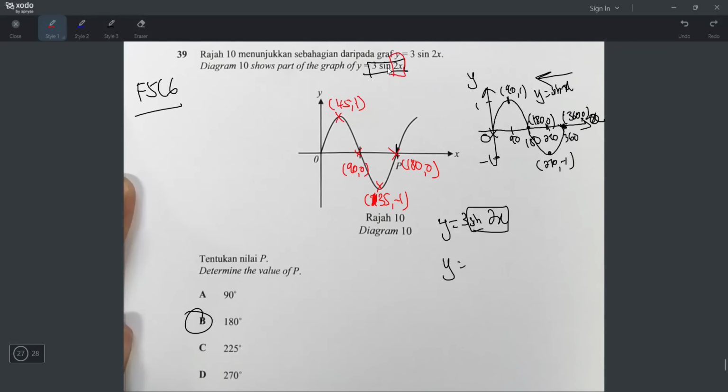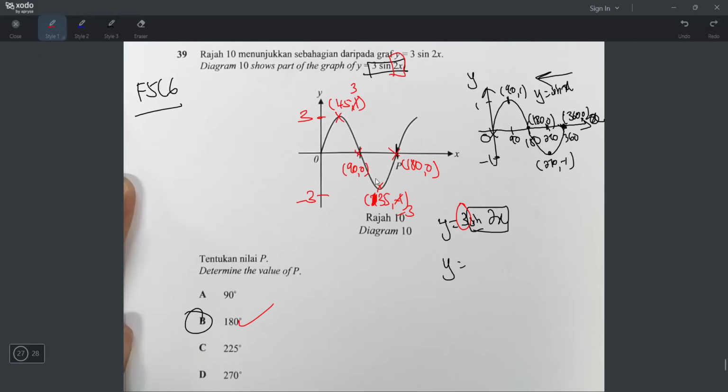Because I memorized it, because I know for sine 1x, this will be 360. So if it's sine 2x, I just do it fast in my head, 360 divided by 2, and straight away I pick the answer. Okay. But sir, what about the 3? The 3 is just the amplitude. That just means that the highest here is 3, and the lowest is negative 3. So the y coordinates all become 3, negative 3 like that. It doesn't affect the x coordinate. It doesn't affect the period because the period is the x coordinate. That's why the 3 doesn't affect the period value.